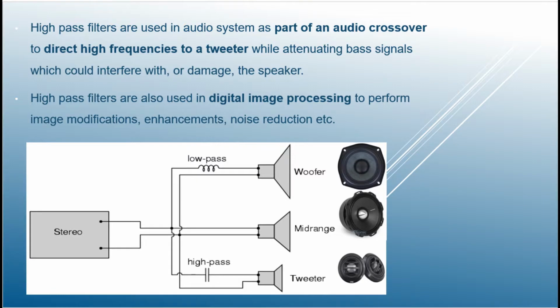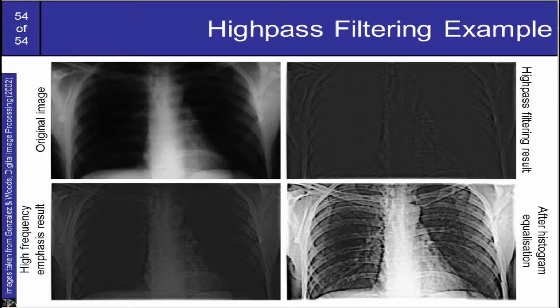My name is Saravanan. From the group we discussed high pass filters, and now I will discuss the applications of high pass filters. High pass filters are mostly used in audio systems to filter out high frequency signals emitting unwanted signals which could interfere with or damage the speaker. Secondly, high pass filters are also used in digital image processing to perform image modification, enhancement, noise reduction, etc.